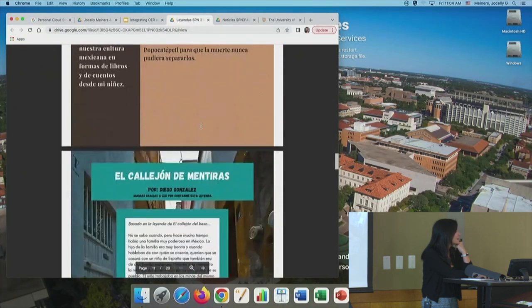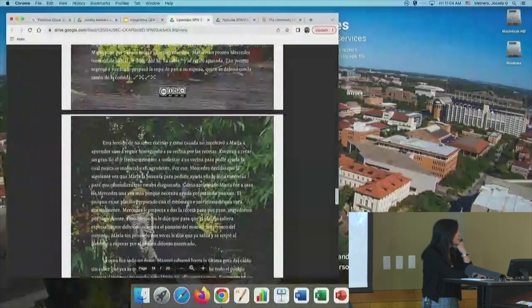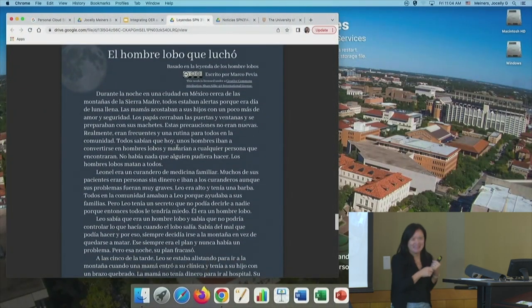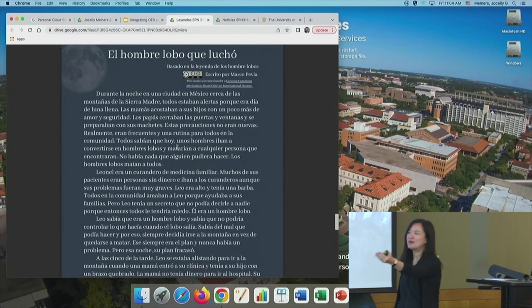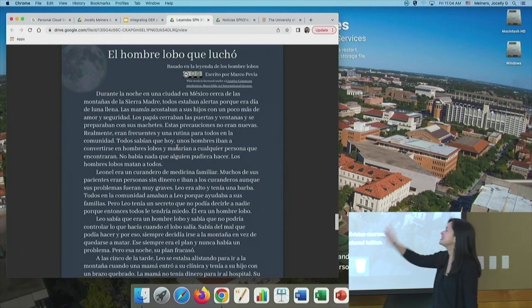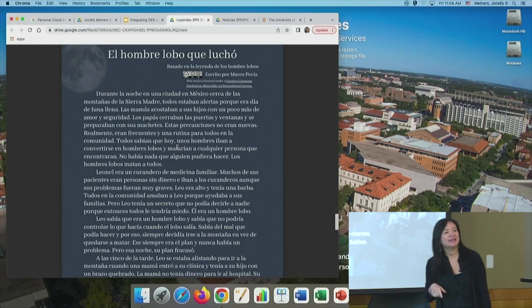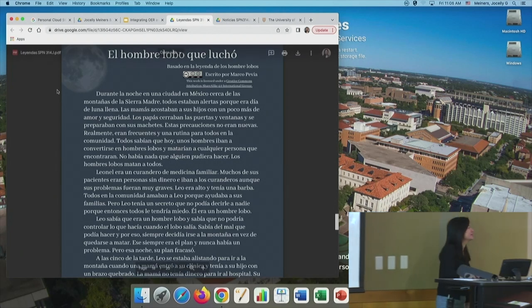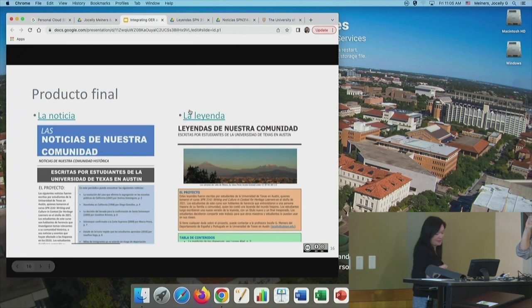de los volcanes en la Ciudad de México, este es otro del Callejón, voy a buscar el de Marco, este es el de Marco. Ok, ahora voy a hablar sobre esta, porque aquí tenemos al autor, Marco Pevia. Y él escribió sobre este, el hombre lobo que luchó. Y entonces vamos a pasar porque les voy a hablar más de Marco en un minuto. Pero primero, si estoy aquí en el slideshow. ¿Por qué se hizo así? ¿Cómo vuelvo a hacerlo? Expanded.